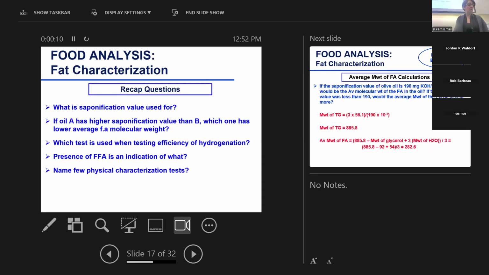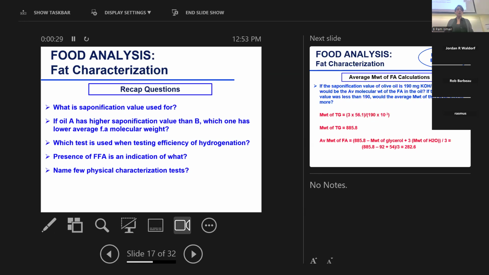Okay. Let's get started. I hope I can finish fat characterization and start pH, titratable acidity. Let's see how far we can get today.